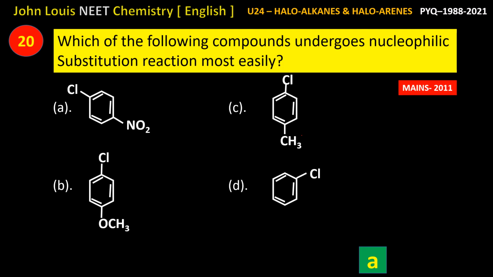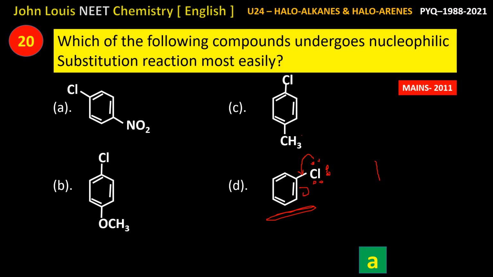Which of the following compounds undergoes nucleophilic substitution reaction most easily? Here all of them are aromatic compounds, aryl compounds, and chlorine is directly bonded to the benzene ring. So let us take option D. We have already learnt that here chlorine has 6 electrons, 3 lone pairs of electrons. Therefore it is in resonance with the 3 pi bonds in the benzene ring.